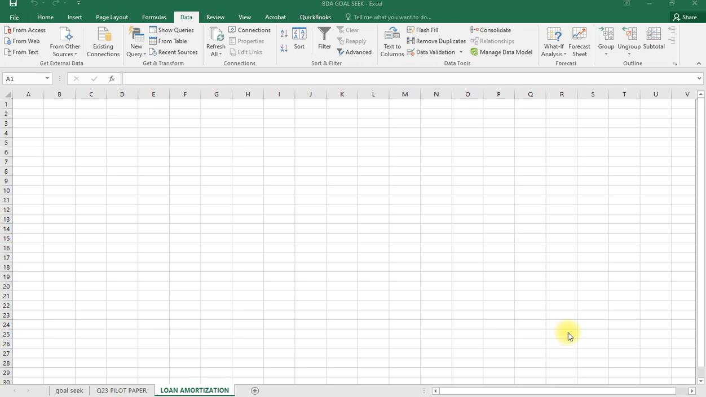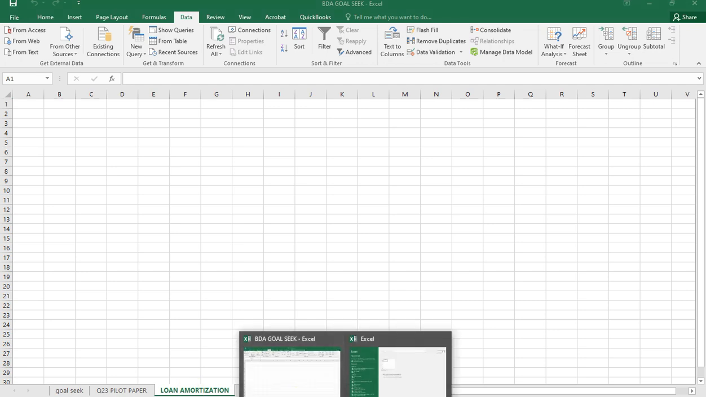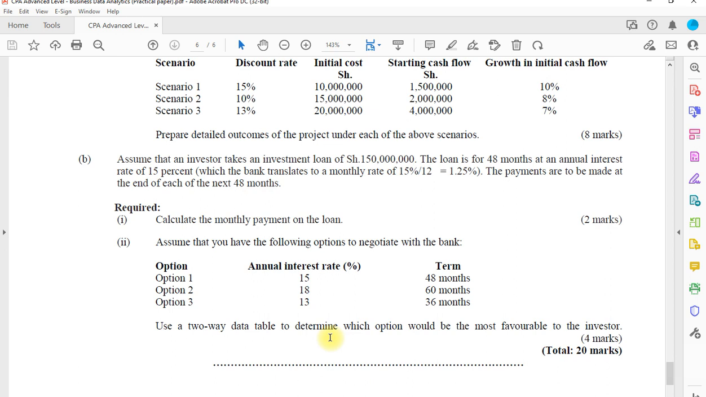So we are looking at business data analysis, and we are continuing with the revision, preparing our students for the April exams. For today's lesson, we shall be looking at the loan amortization schedule, and we shall base it on a question that was tested on pilot paper question number 23B. This one deals with the loan, calculation of the monthly payment, calculation of a two-way data table, and we shall also add another question, even though it is not here: how do we calculate the loan amortization?